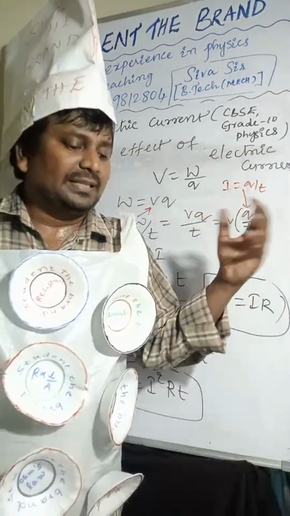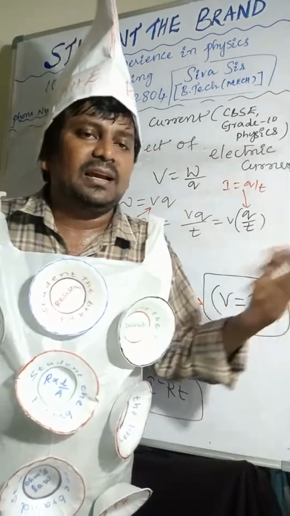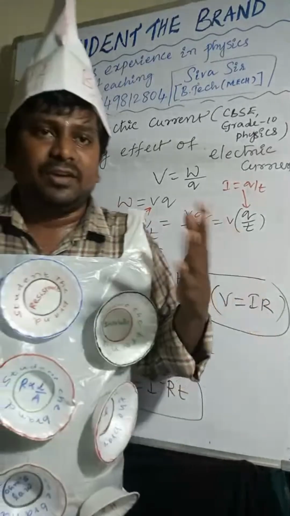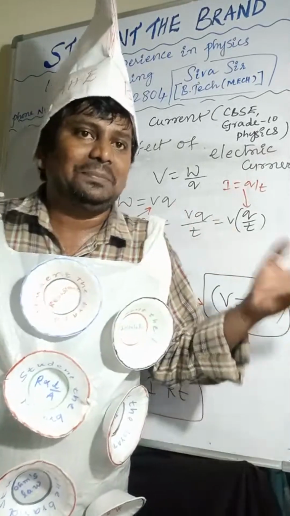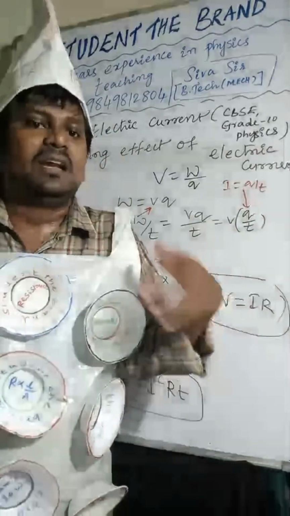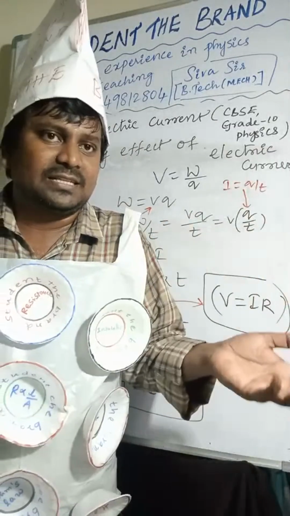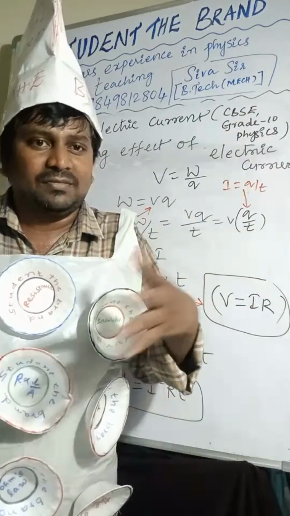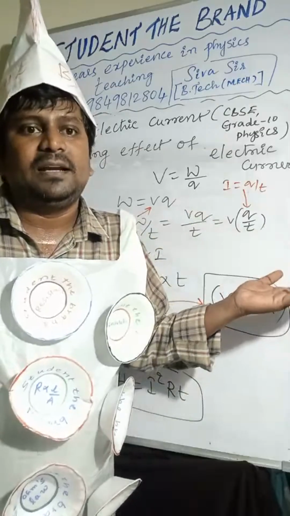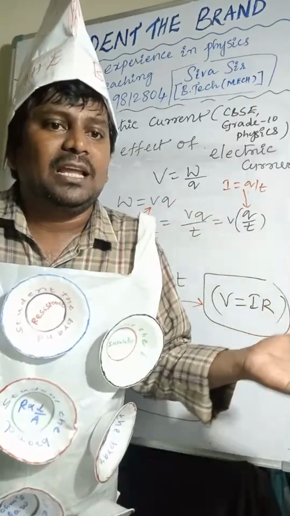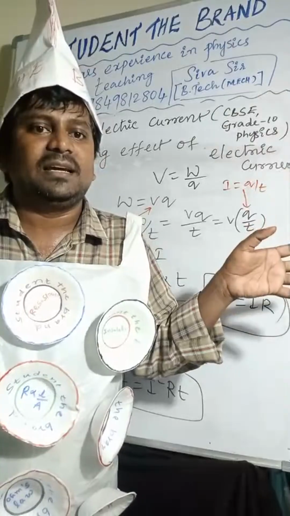This topic is completely different. There are three types: paramagnetic, ferromagnetic, diamagnetic. Depending on the magnetic nature, the substances are divided. That is completely different, so I will explain it once magnetic effects of electric current comes.